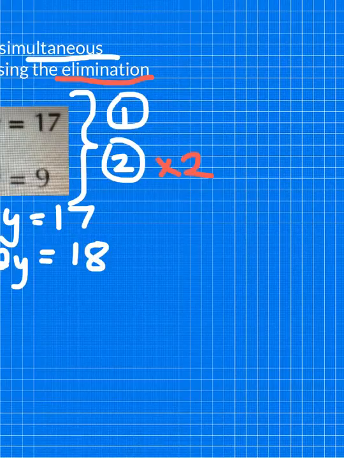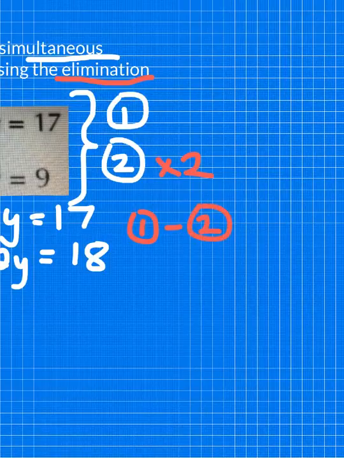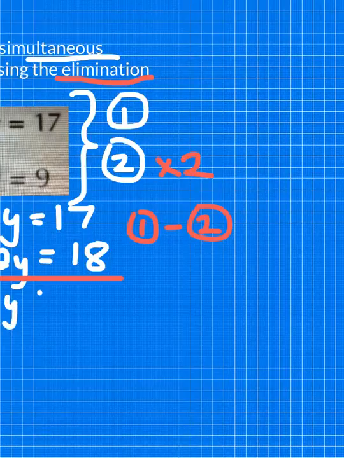Now I can see that I have the same number of x's. I have 4 x's here and I have 4 x's here. If I take away those two equations from each other, then that means that I'm going to eliminate those x's. So what I'm going to do is equation 1, take away equation 2. And let's see what the answer comes out to be. 4x take away 4x makes 0x. 1y take away 2y is negative 1y. And 17 take away 18 is negative 1.